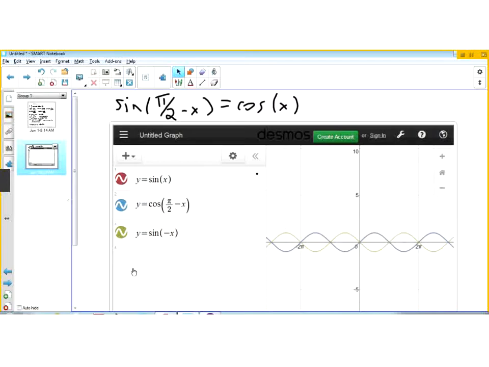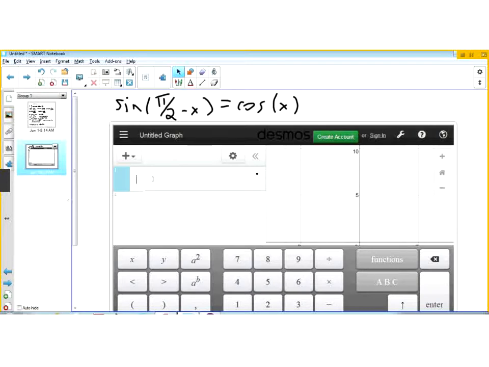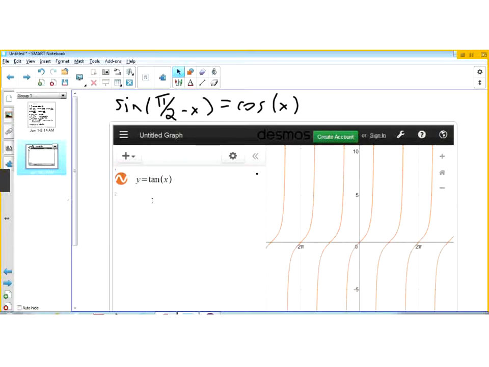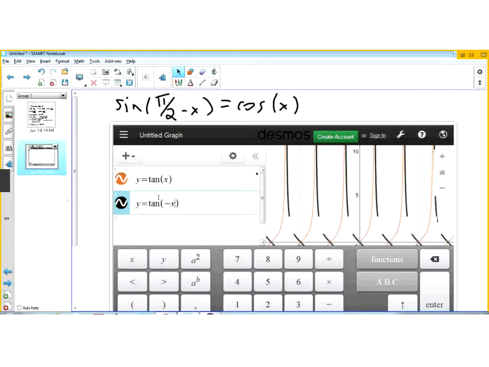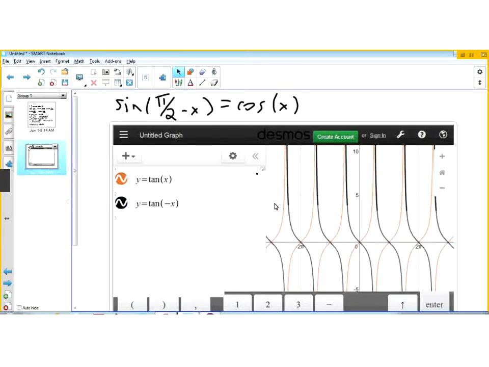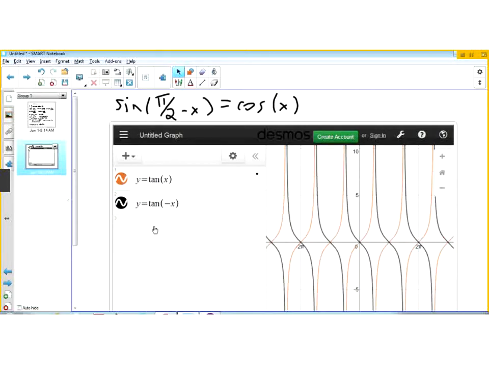So there's a cofunction identity. Likewise, let's explore the cofunction of tangent of pi halves minus x. Let's get rid of these. Here's the graph of the tangent function, shown in orange. Now we know that the tan function is an odd function. So here would be the graph of tangent of negative x, shown in black. It's a reflection about the y-axis.